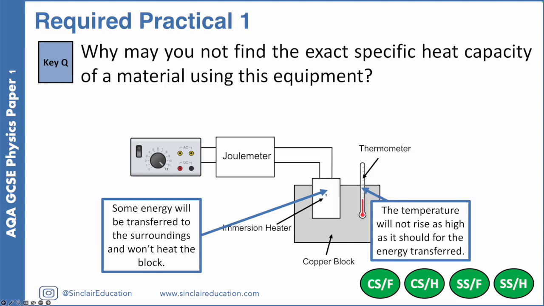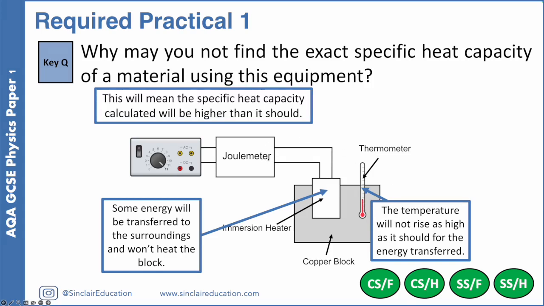So if we've lost some heat and energy because it's been dissipated to the surroundings, it means that the temperature has not risen as high as it should for the energy that was actually transferred to this. As a consequence, your specific heat capacity, if there is an error, will be calculated and determined higher than the actual true value. And if you're asked why that's the case, you need to explain that energy has been transferred and the temperature has not risen as high as it should for the proportion of energy that's actually gone in.